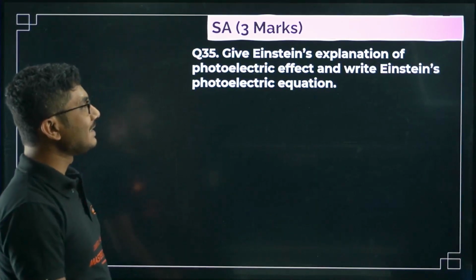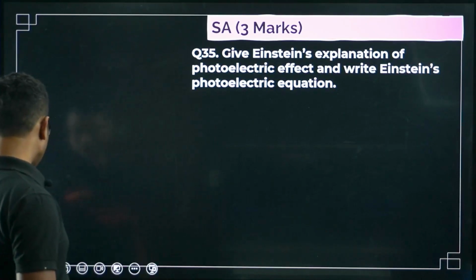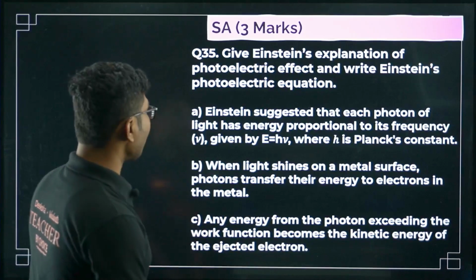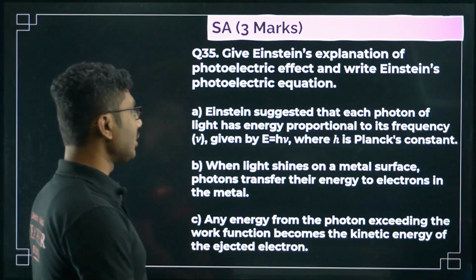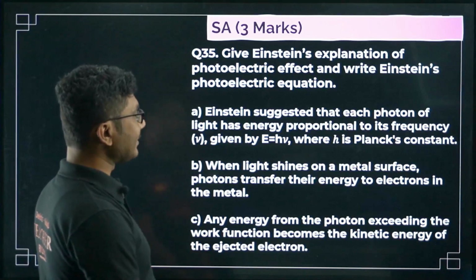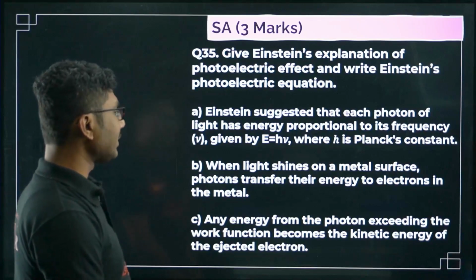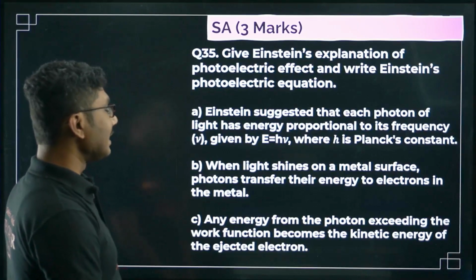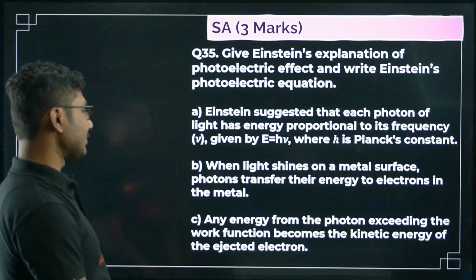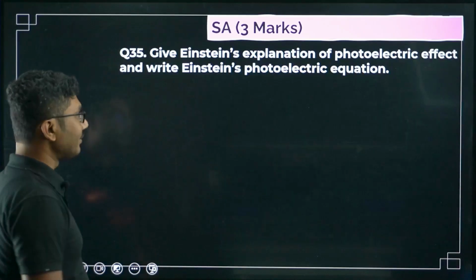Now, give Einstein's explanation of the photoelectric effect and write Einstein's photoelectric equation. Einstein suggested that each photon of light has energy proportional to its frequency nu, given by E equals h nu, where h is Planck's constant. When light shines on a metal surface, photons transfer their energy to the electrons in the metal. Any energy from the photon exceeding the work function becomes the kinetic energy of the ejected electrons. So these are the main 3 points.